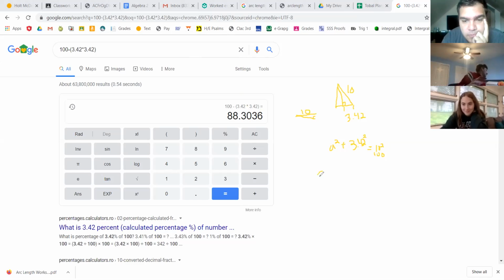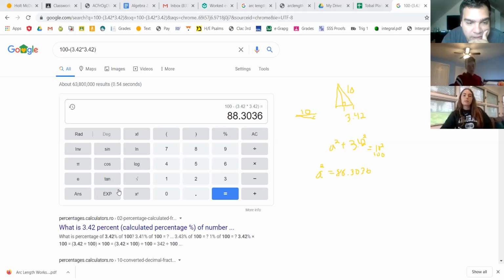Square both sides. Or like unsquare it. Yes, what do we call unsquaring though? Oh, you just square root it. Square rooted, good. That's what I meant. My bad. So we got A squared equals 88.3036. So we are going to square root it.